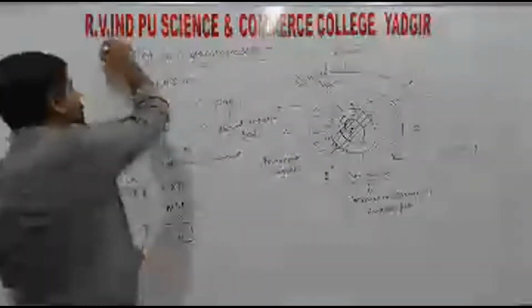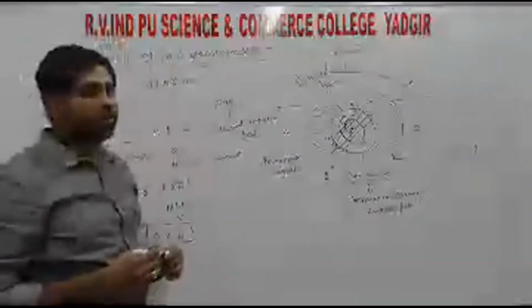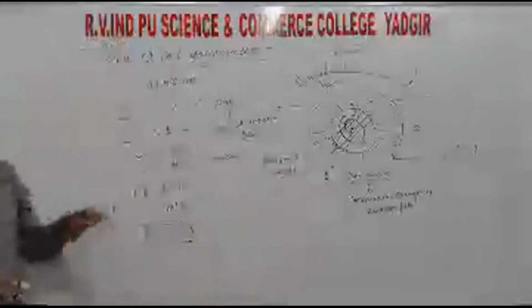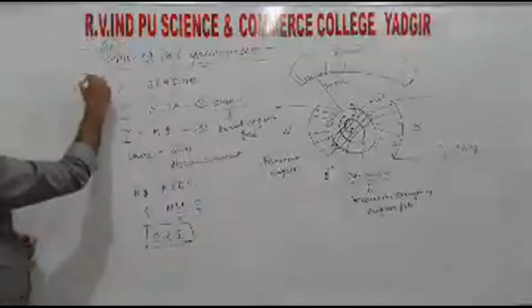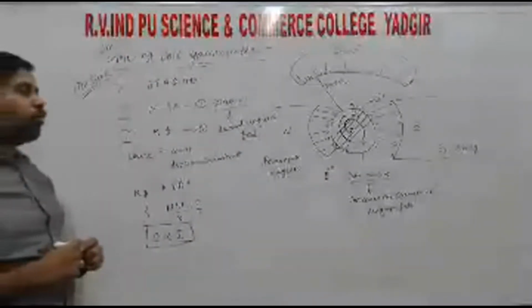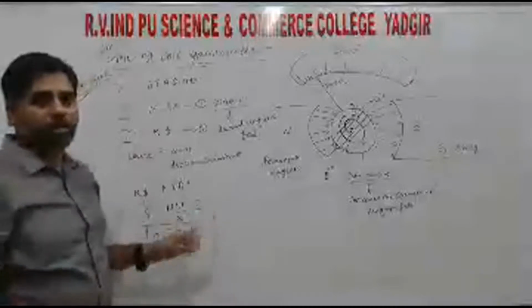So this is also for 3 marks, right? So simple is that: construction and working. So working is based on the torque. So the moving coil galvanometer works on torque, right?